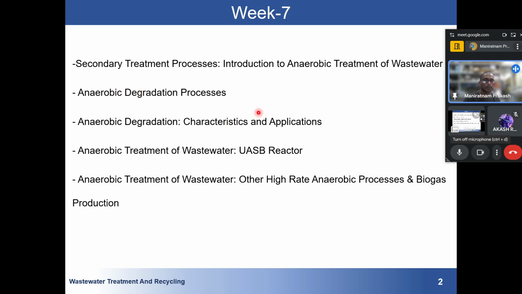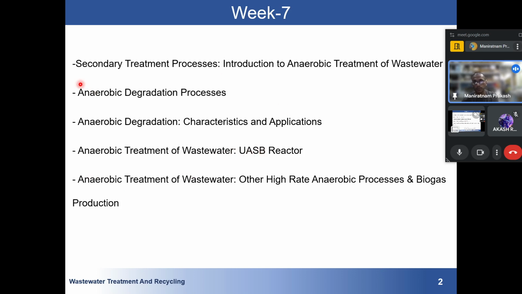In secondary treatment, generally we talk about degradation of organic matter. If you recall the last session, the degradation can occur in two conditions: in presence of oxygen and in absence of oxygen. When the degradation happens in presence of oxygen, it is known as aerobic condition, and in absence of oxygen, it is known as anaerobic condition. So we will be discussing anaerobic treatment of wastewater. Then we will discuss the different steps involved in the anaerobic degradation process, and then we will look into some applications.